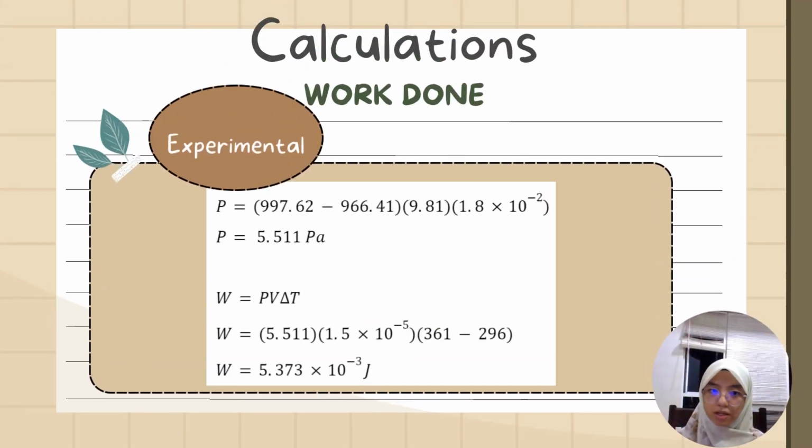For the work done, we are using the formula of work equals pressure times volume times change of temperature. For the pressure, we are using the formula of rho times g, which is the gravitational acceleration, times the height. And then after we obtain the pressure, we plug it inside the equation of work done.